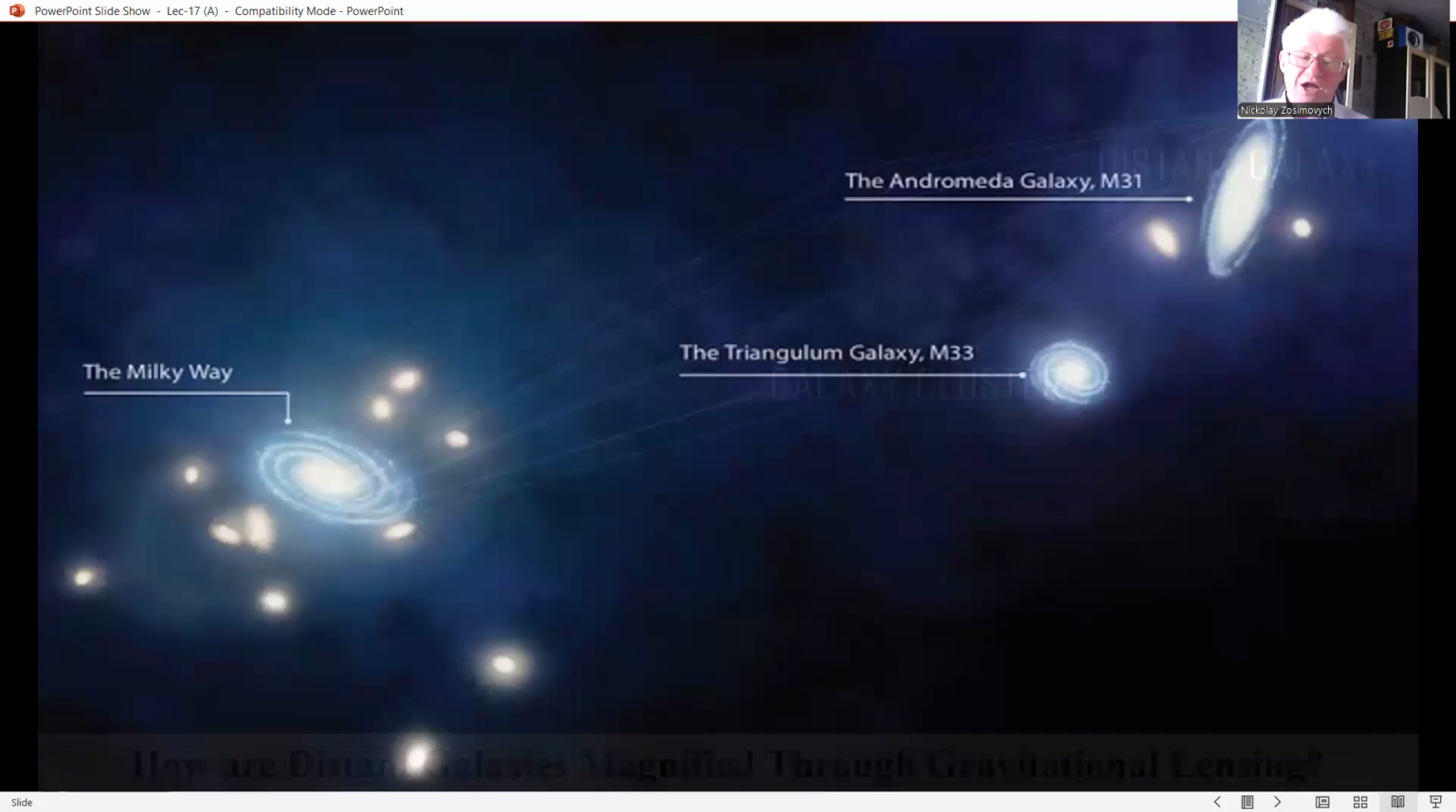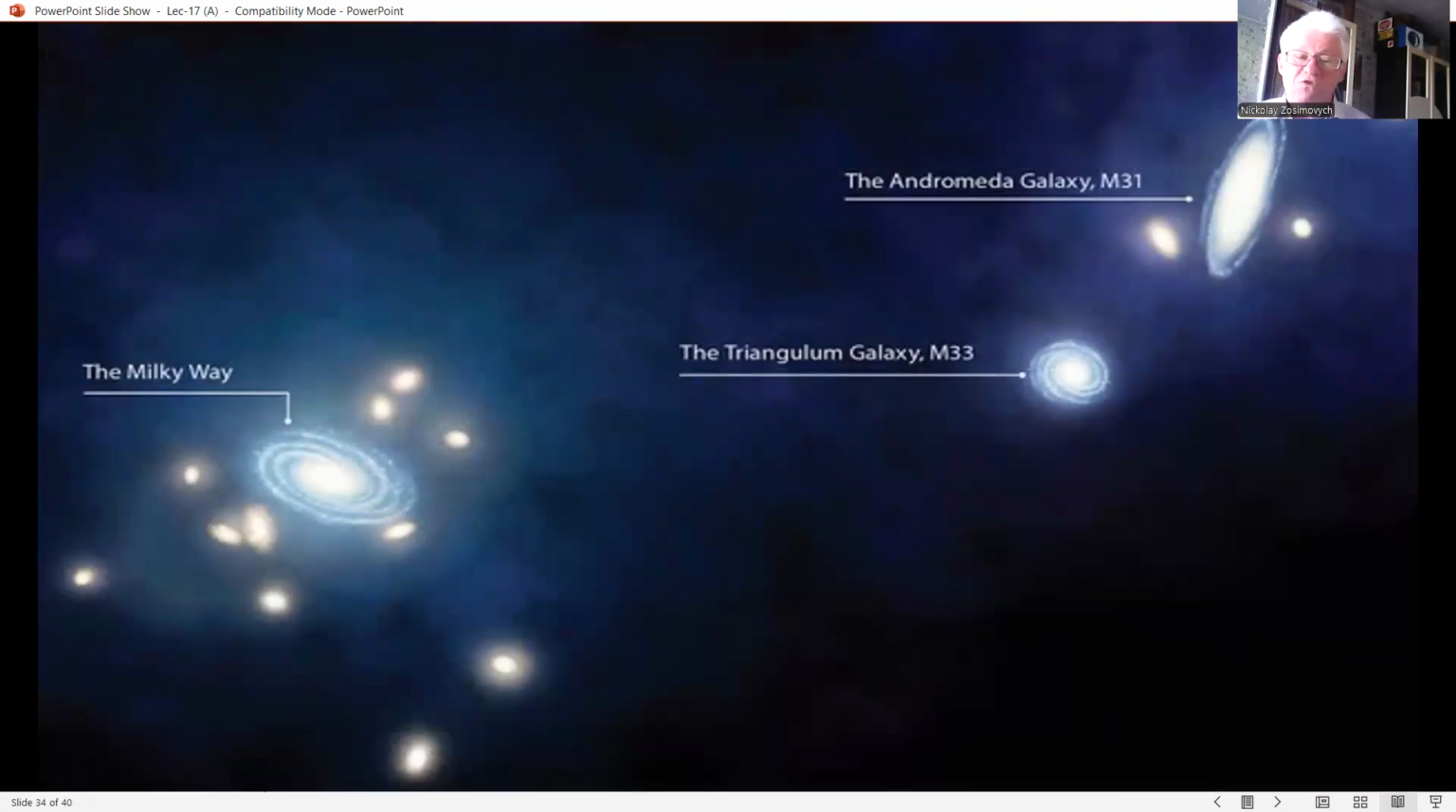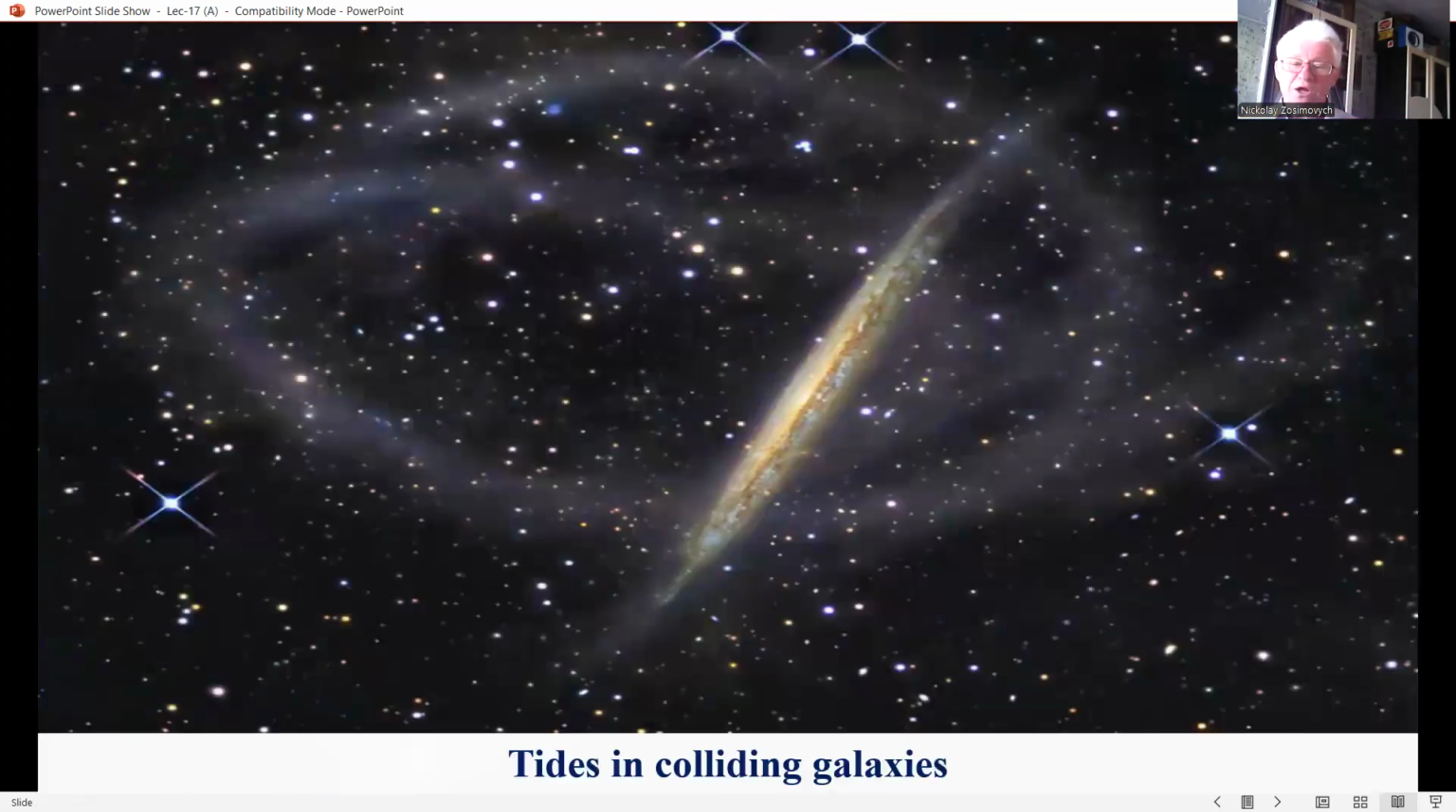Rich clusters of galaxies contain thousands of galaxies with fewer spirals and more ellipticals. Our Milky Way galaxy is located in a poor cluster of galaxies called the Local Group. Poor clusters contain only a few galaxies with a larger proportion of spirals. This is evidence that galaxies evolve by collision and merging.